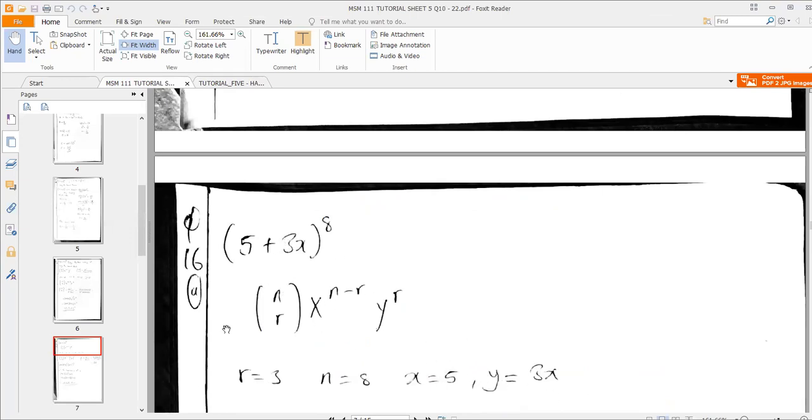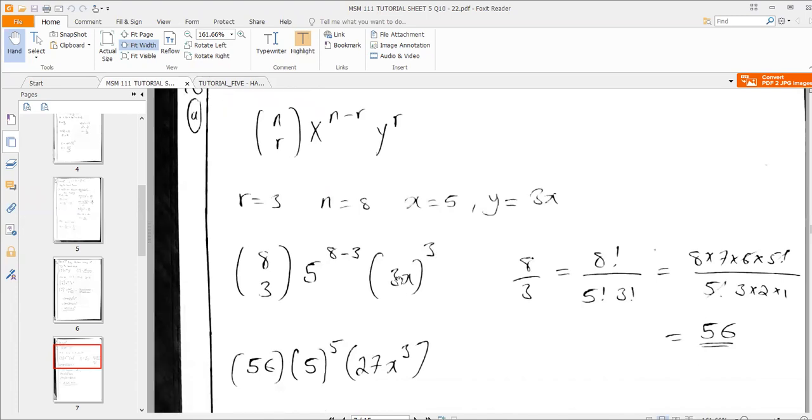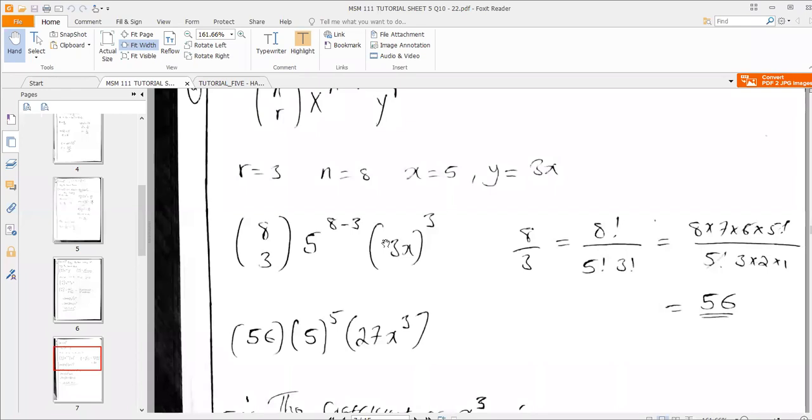So when you have this part, we just substitute in this general formula, isn't it? So we have our n, it's 8. Our r is 3. Then our x is 5, isn't it? Then our n again, it's 8, right? Minus our r is 3, isn't it? What is y here? We're plugging in 3x to the power 3, isn't it? So when you cube this thing here, 3x to the power 3, it's 27x to the power 3. So when you have this part here, we know that 8 minus 3 is 5, isn't it? So you have 5 to the power 5, right?